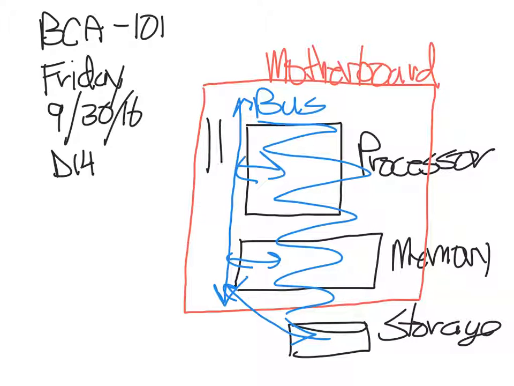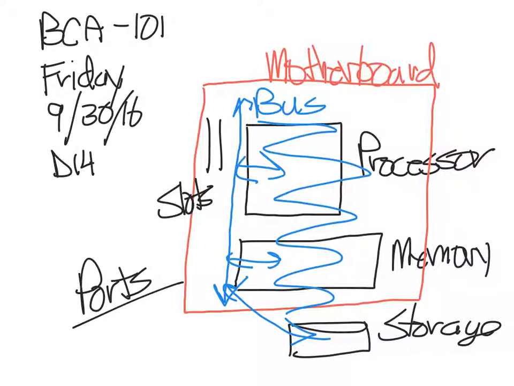Also on the motherboard we have slots in which we can add, and then we have all kinds of ports that we can connect things to. USB would be one example of a port, and all that communicates to the bus.